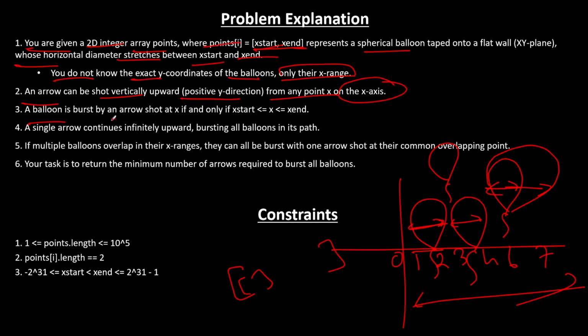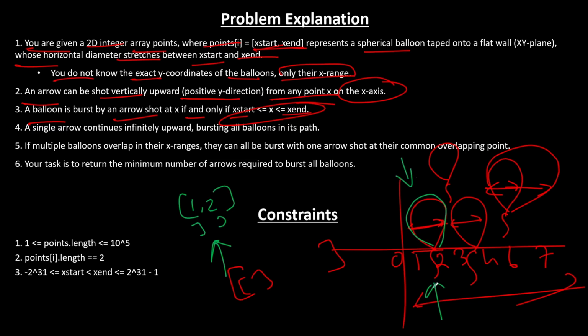A balloon is burst by an arrow shot at x if and only if x start is less than or equal to x and x is less than or equal to x end. Basically what they're trying to say is that if I shoot an arrow from here, it will only burst this balloon if the shot lies within the range of this balloon's diameter. Suppose the balloon diameter is 1 comma 2, so I have to shoot the arrow in that range. It has to be between 1 and 2, where 1 and 2 are inclusive.